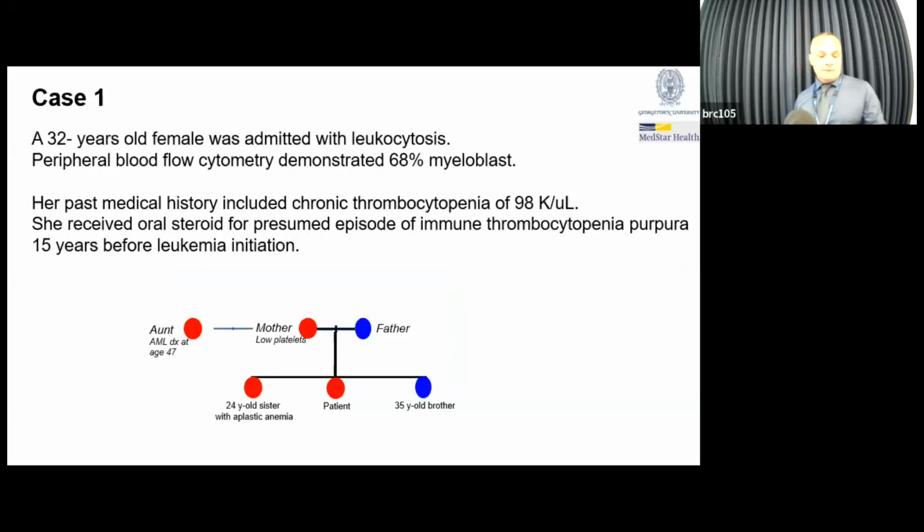So let's concentrate a little bit on this case. It's a 32-year-old female. She was admitted with leukocytosis, and I want you to concentrate that she was diagnosed with acute myeloid leukemia. We did a pedigree, and you can see in the pedigree how the mother had low platelets, an aunt was diagnosed with acute myeloid leukemia, and then subsequently gathering information, the sister was diagnosed with some form of autoimmune bone marrow failure, aplastic anemia.